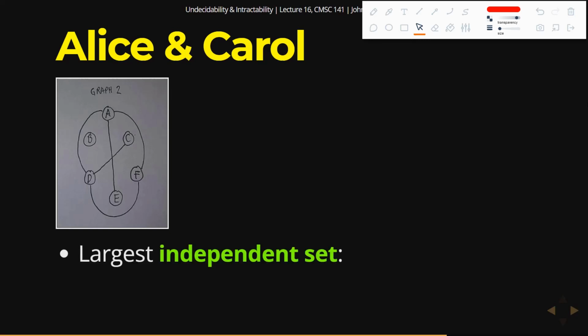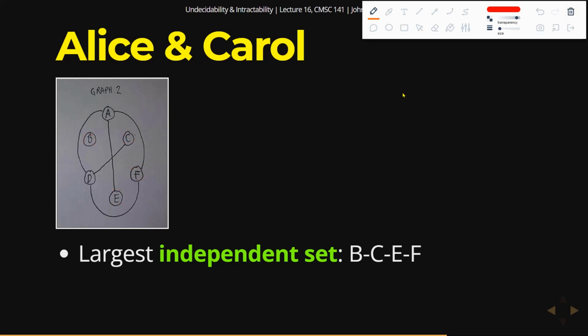So what is the largest independent set in this graph? So independent set, remember, is Carol's problem, right? So the largest independent set we mentioned was BCEF, right? So that was this one. B, C, E, and F. So those are not connected at all.